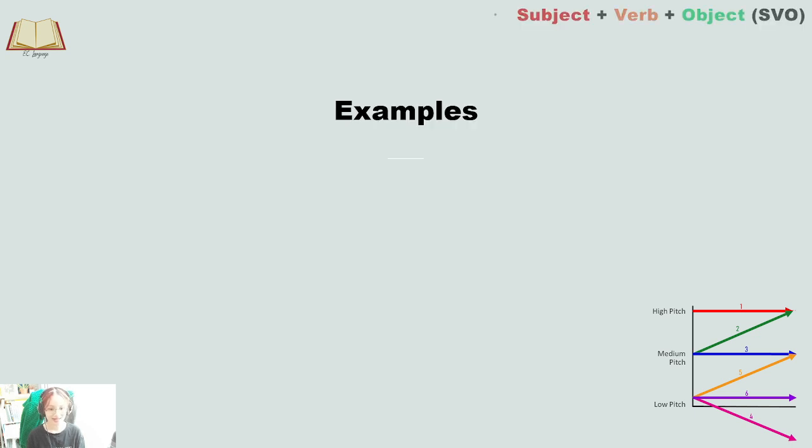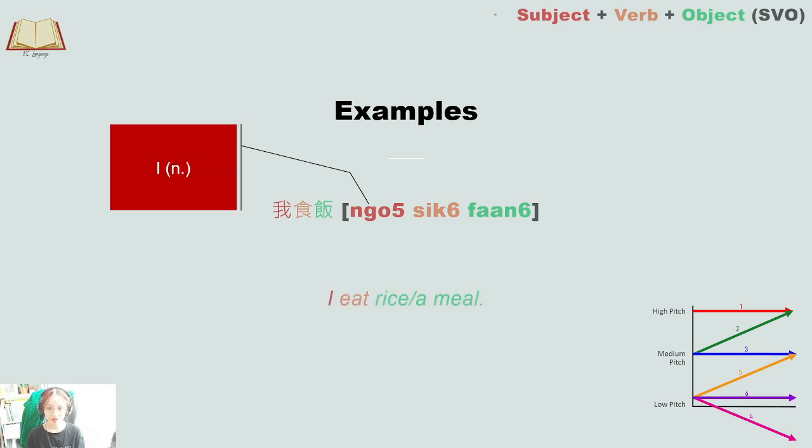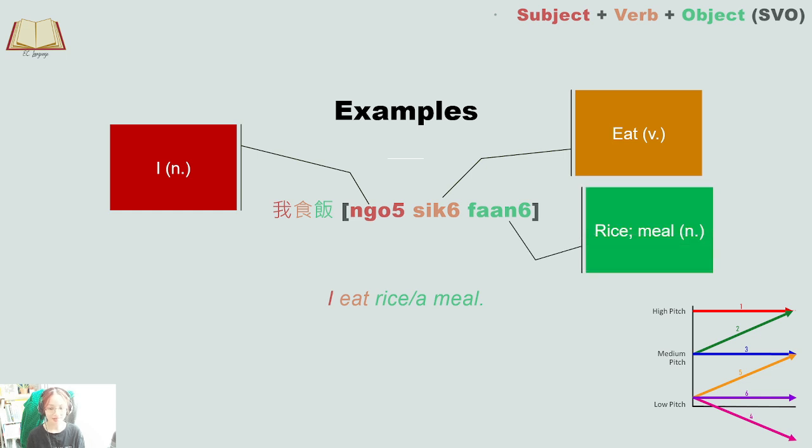Here is an example sentence in Cantonese using the basic sentence structure. 我食飯. I eat rice or a meal. 我 means I. This is your subject. 食 means to eat. This is your verb. 飯 means rice or meal, and this is your object.